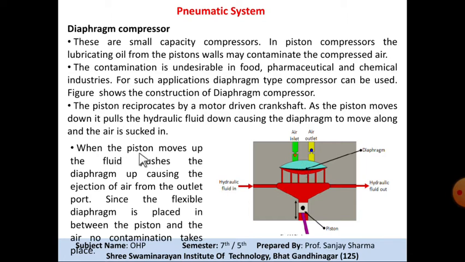When the piston moves up, the fluid pushes the diaphragm up, causing the ejection of the air from the outlet port. Since the flexible diaphragm is placed in between the piston and the air, no contamination takes place. So this is one of the advantages of the diaphragm type compressor.